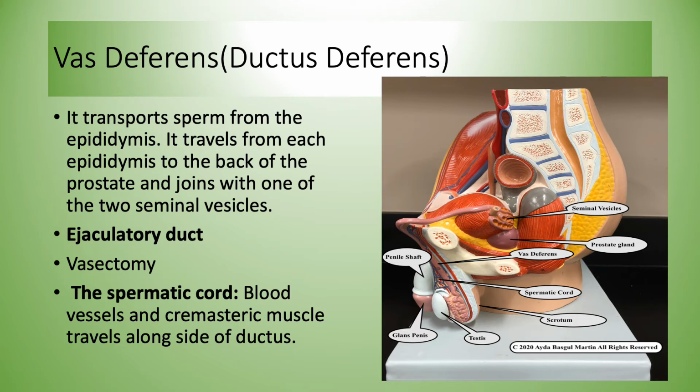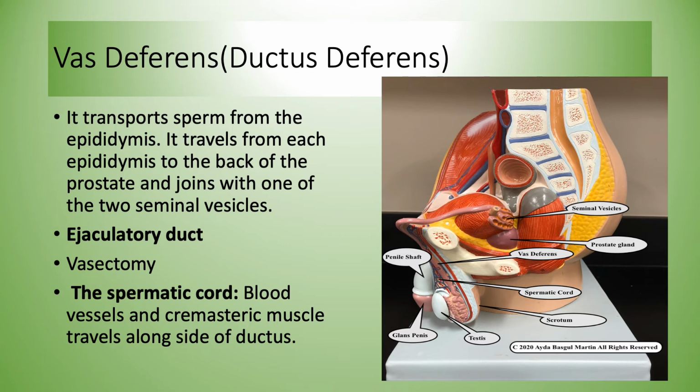What is vasectomy? It's a surgical procedure for male sterilization or permanent contraception. During this procedure, the vas deferens on both sides are cut and sealed so as to prevent the sperm from entering the urethra during sexual intercourse. Therefore, there will be permanent infertility.